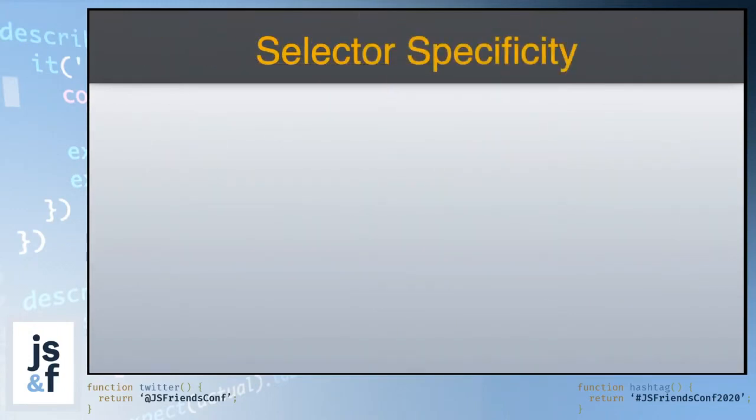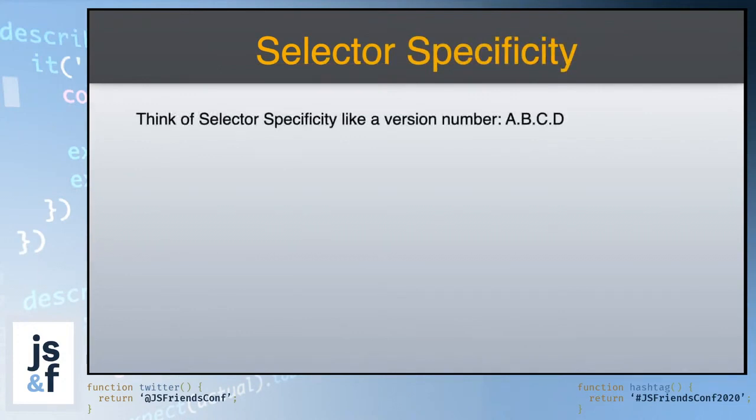Next, the browser considers selector specificity. I tend to think of selector specificity like a version number. Although there have been several models pointed out in the past, some referencing poker, some referencing Star Wars, the version number always made sense to me. In this case, we can look at it as A.B.C.D. At the highest level, the highest one you can get would be an inline style.